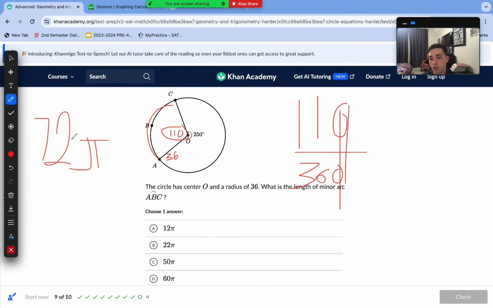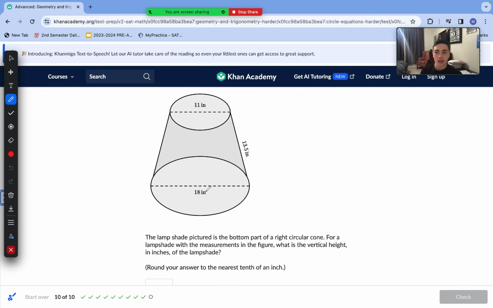Final step is that we're going to multiply our 72 pi by 11 over 36. These just simplify to 1 and 2. 2 times 11 is 22. So our answer is just 22 pi, and our answer choice B. On to this last question here.